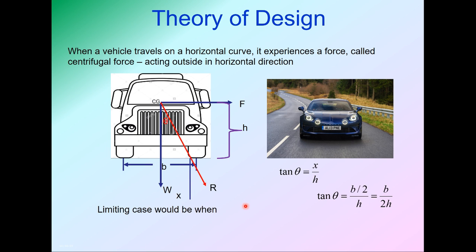Or you can say the limiting case will be when this red line, or the resultant force, passes through this point, that is, the center of the outer wheel. So in that case, x will be half of the wheelbase. So tan theta will be b by 2 upon h, that is, b upon 2h. That would be the limiting case. If tan theta exceeds this value, then it will create overturning of the vehicle. So overturning will be avoided as long as tan theta is less than b upon 2h.